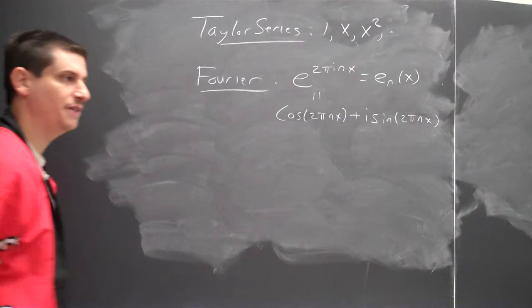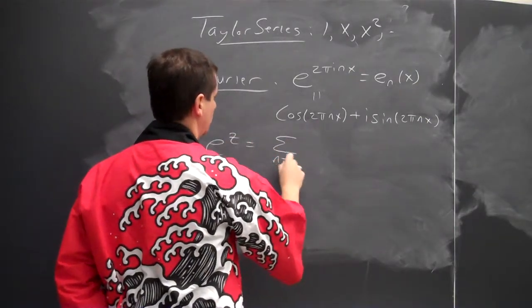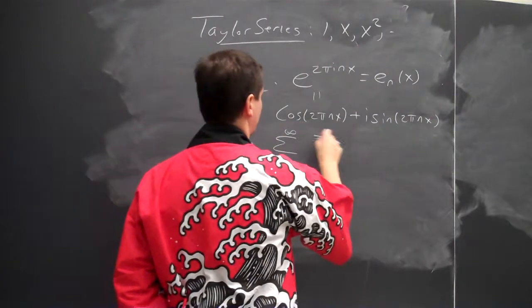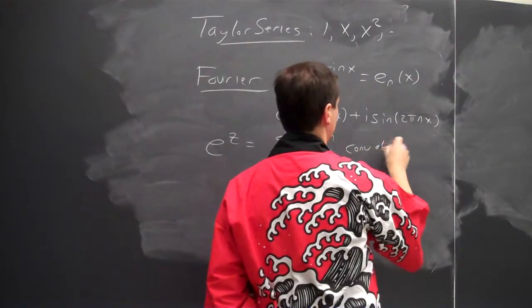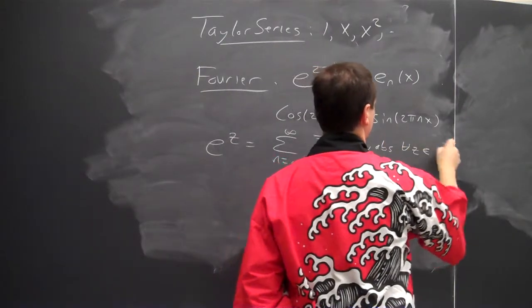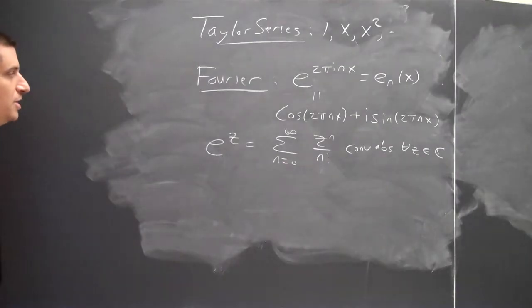Now we've talked about the definition of e before. So e to the z is the sum, n goes from 0 to infinity, of z to the n over n factorial, and it converges absolutely for all z in C. Now when we're doing Fourier analysis, we're really only going to take z to be a real number between 0 and 1.